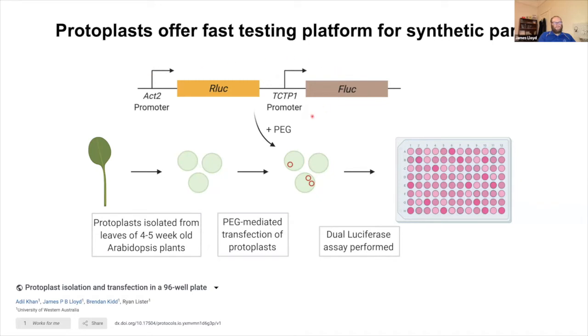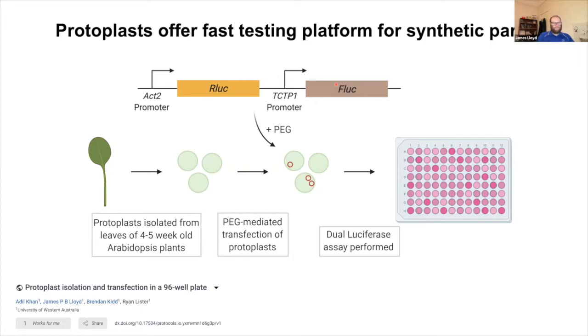The plasmids we transform in have two different luciferase genes. One encodes a Renilla luciferase, and this is reporting the output levels of our gene circuit. So this is the activity level. And then we have a normalizer. This is firefly luciferase. The normalizer's function is to account for variability in protoplast survival in each well and transformation efficiency. By normalizing the amount of Renilla over the amount of firefly, we're able to see a nice reproducible level of gene expression.